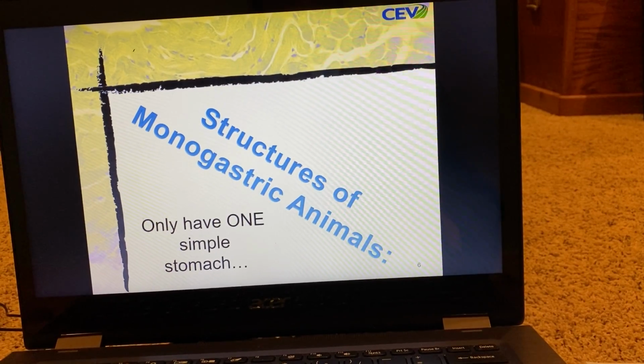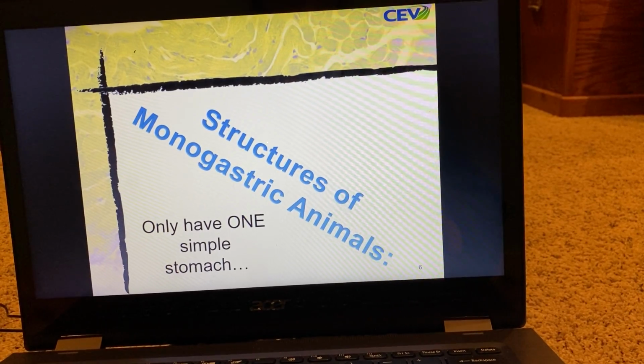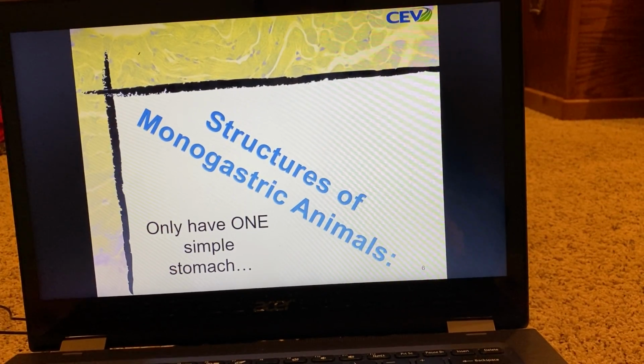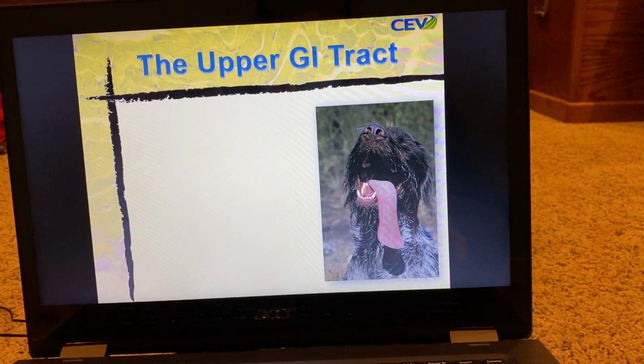All right, so we're going to start with monogastric. They just have one simple old stomach. That's what humans have too, is just one stomach. We're monogastric. So let's start with the upper GI tract.